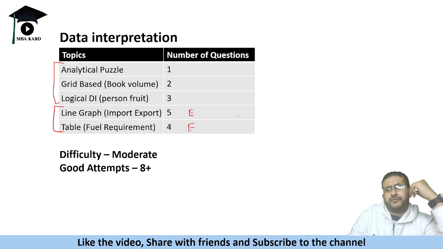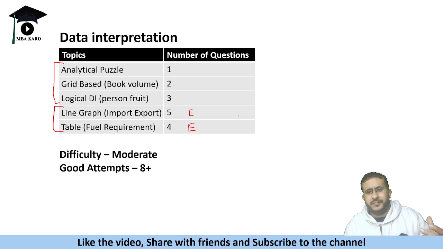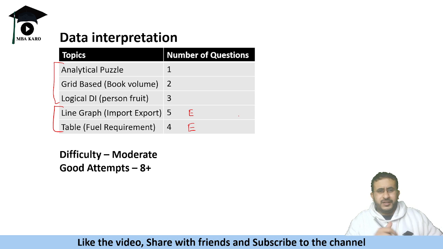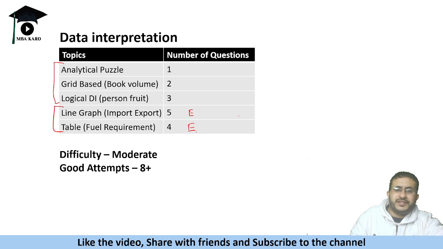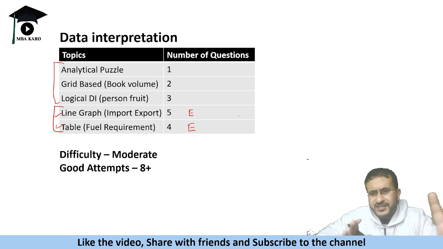Then there was fuel requirement, which was very easy. A table was given showing how much requirement there is in the world. Five different fuels: petroleum, carbons, hydrocarbons, or some sort of thing. And in Asia, it was asked in which category the percentage increased, remained constant, decreased, etc. So that was very easy. One should have attempted these two sets and been done with the section, because if you just attempted these 9 questions, it was easily achievable in 30 minutes.